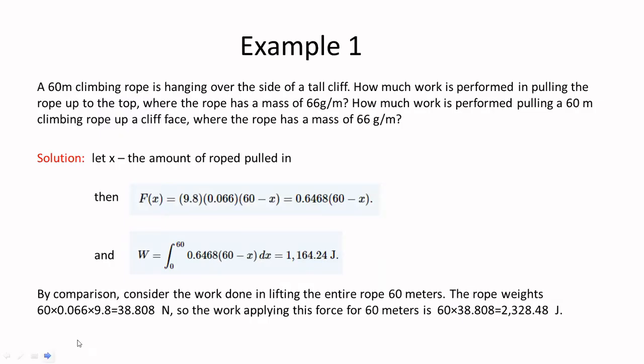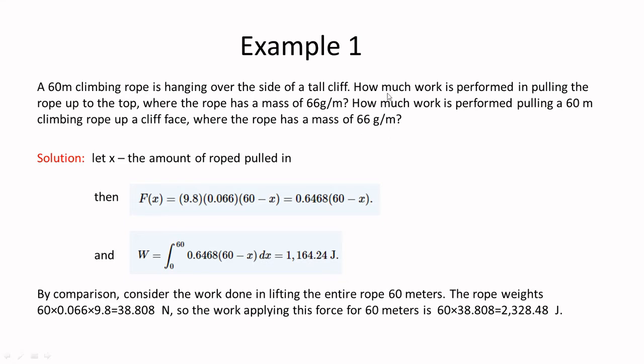Now let's have this first example. A 60-meter climbing rope is hanging over the side of a tall cliff. Can you imagine that there's a cliff and this is a 60-meter climbing rope hanging on that side of the cliff? How much work is performed in pulling the rope up to the top, where the rope has a mass of 66 grams per meter? The other requirement is how much work is performed pulling a 60-meter climbing rope up a cliff face where the rope has a mass of 66 grams per meter.